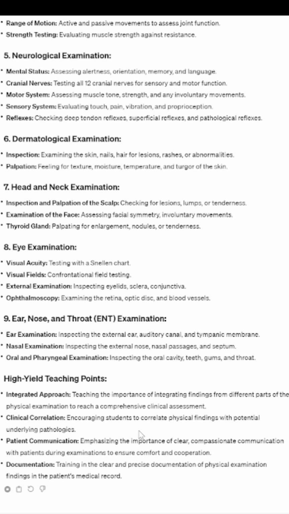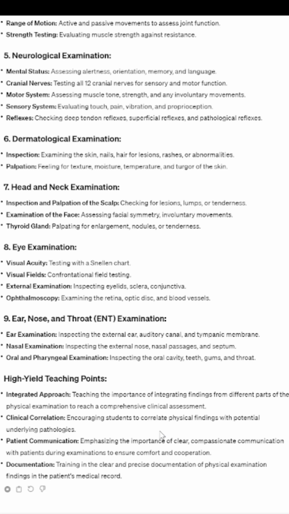High-yield teaching points. Integrated approach: teaching the importance of integrating findings from different parts of the physical examination to reach a comprehensive clinical assessment. Clinical correlation: encouraging students to correlate physical findings with potential underlying pathologies. Patient communication: emphasizing the importance of clear, compassionate communication with patients during examinations to ensure comfort and cooperation.